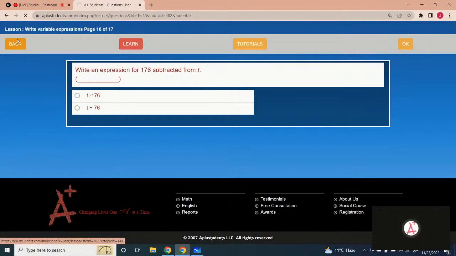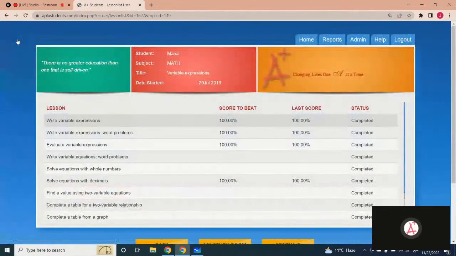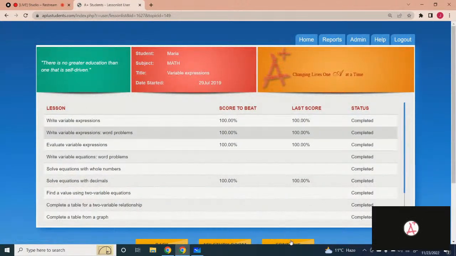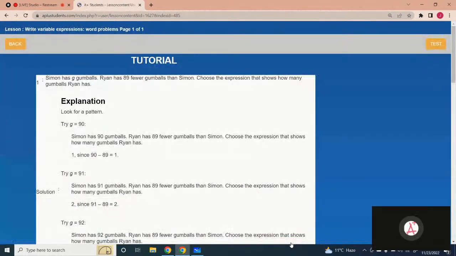The next topic is write variable expressions, word problems. Let's start with the new topic. Okay, Simon has G gumballs. Ryan has 89 fewer gumballs than Simon. Choose the expression that shows how many gumballs Ryan has. You have to write an expression for Ryan. So it would be 89 fewer than Simon. Got it? So it would be G minus 89. Got it?